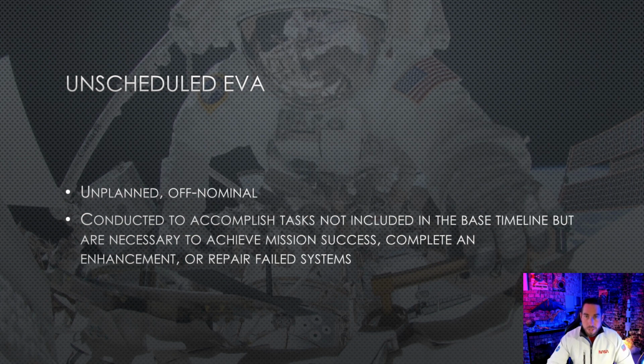Now, an off-nominal EVA is done when something comes up that's not included in the pre-flight mission parameters, but it's necessary to achieve mission success. So something fails and they have to go out and fix it. Something needs enhanced while they're up there. They hadn't planned on doing it, but they're up there, so we're going to go ahead and get it done. These are things that weren't planned, but they have to do them anyway. These are considered off-nominal EVAs.